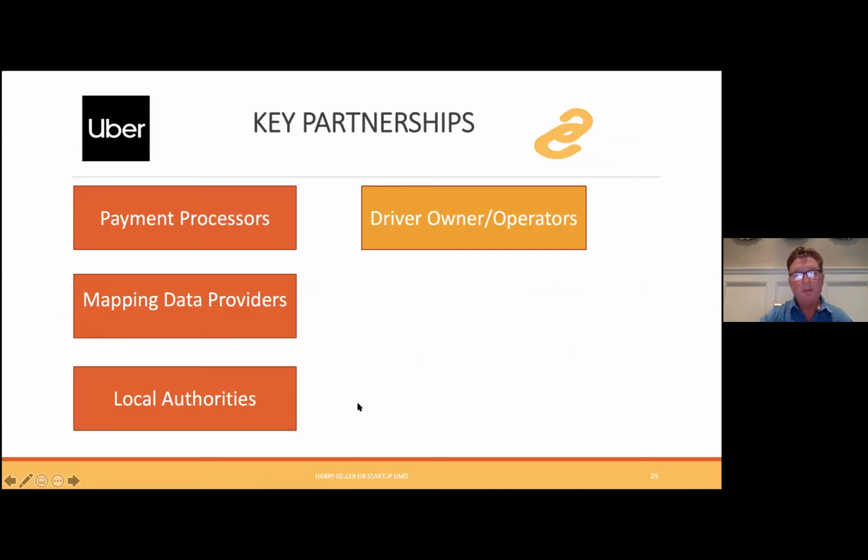So key partnerships with Uber: well, they need someone to process their payments. They needed mapping data. And then they had to get approval with local authorities. So those were all key partnerships on the demand side. And then on the supply side, all the drivers are owner operators, so they had to get partnerships with owner operators, with drivers.